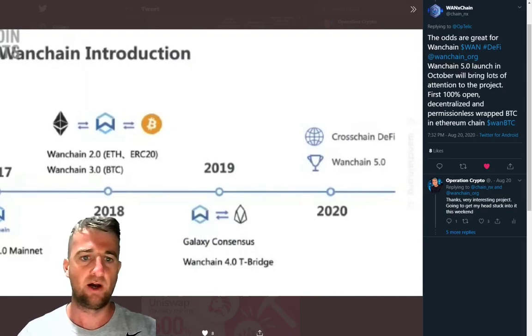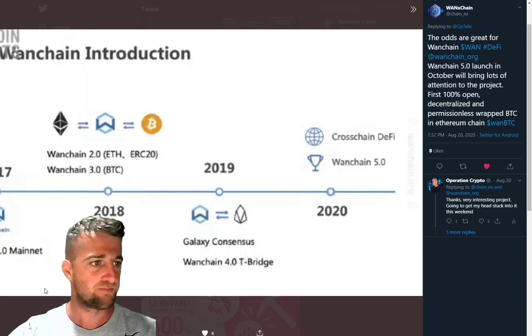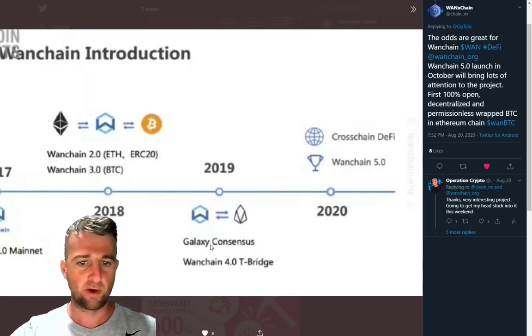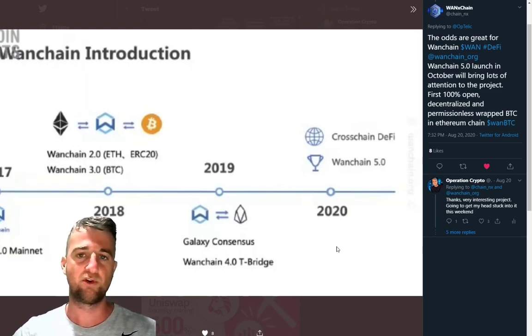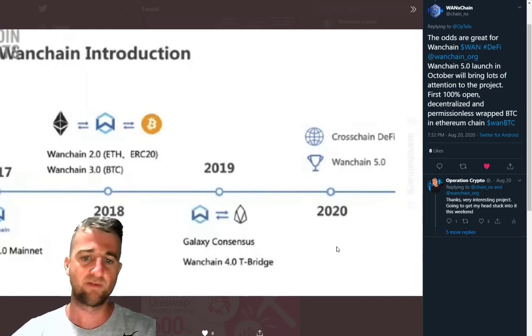Last week I put out a tweet saying I was potentially looking at buying a bag of Wanchain, and I got quite a lot of feedback, should I say, and Wanchain dropped me quite a fair bit of information. And this is quite interesting. It does show you where Wanchain started off, so 1.0 mainnet, and we've gone over the years. We've had 2.0, 3.0, 4.0, and what I'm going to look at next is Wanchain 5.0, and that's coming up this year. And that is Crosschain DeFi, and we'll have a look into that now.